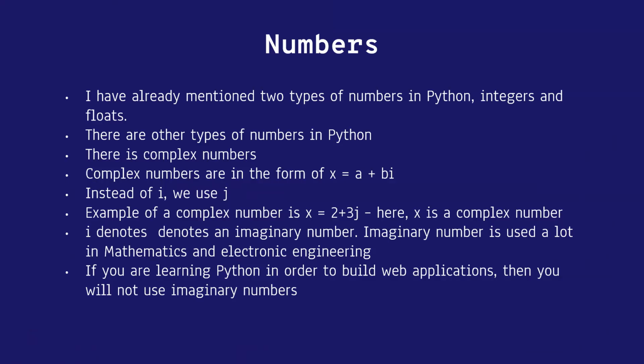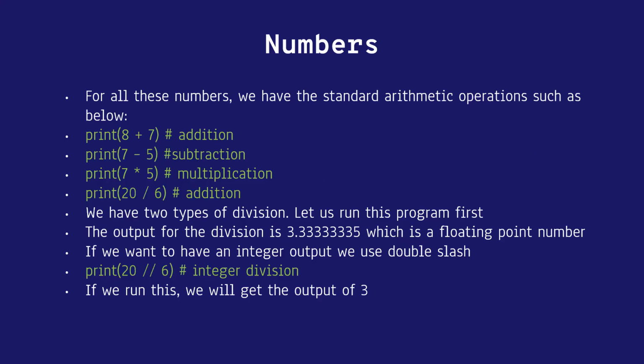Complex numbers are in the form of x equals a plus bi. Instead of i, here we are going to use j. An example of a complex number is x equals 2 plus 3j. Here x is a complex number, and j denotes an imaginary number. Imaginary numbers are used a lot in mathematics and electronics engineering. But if you're learning Python in order to build a web application, then you don't need to use imaginary numbers. So for all these numbers, we have the standard arithmetic operations such as below.